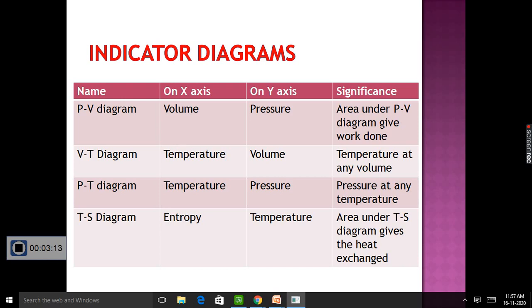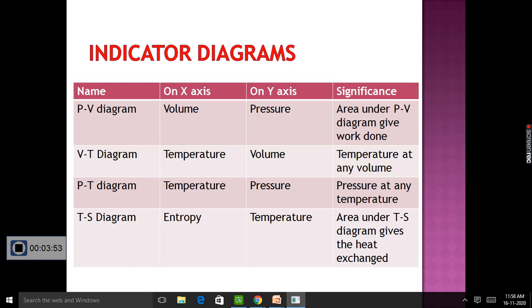In VT diagram, the change of state is represented by plotting volume and temperature. Temperature is taken along x-axis and volume along y-axis. The temperature at any volume can be found from this graph. The PT diagram indicates the change of state of a thermodynamic process by plotting temperature and pressure, with temperature on x-axis and pressure on y-axis.